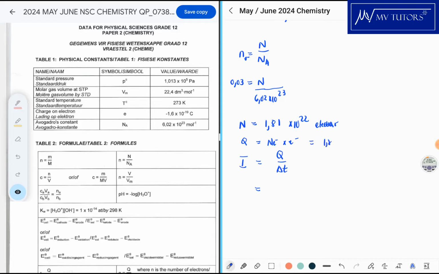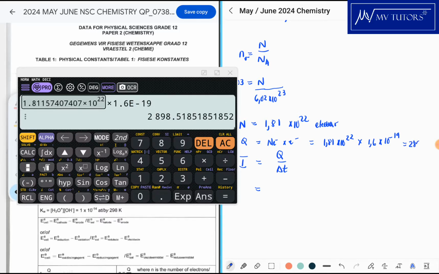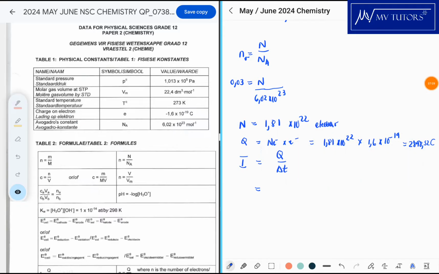So we have 1,81 times 10 to the power 22, and we're going to multiply it by the charge of an electron because we want charge at the end of the day. So multiplied by 1,6 times 10 to the power negative 19. We get a value of 2898,52 coulomb. Now we can use that, 2898,52.